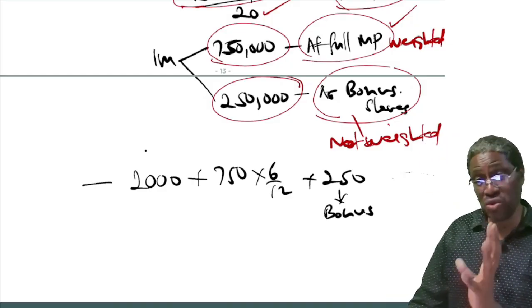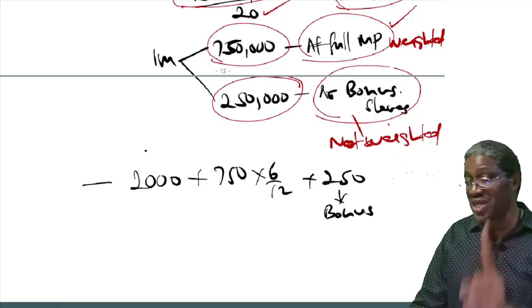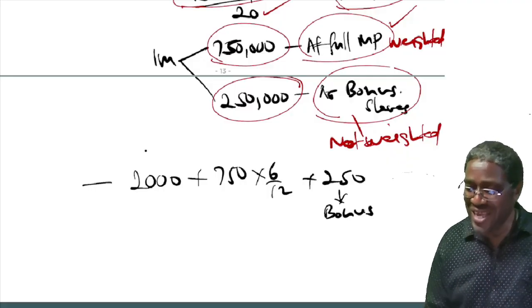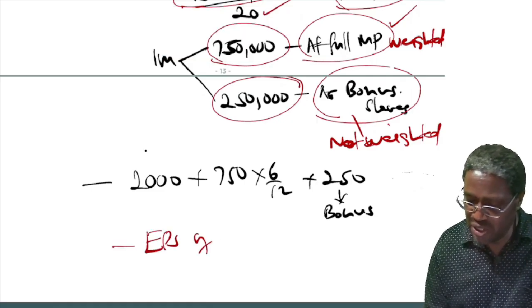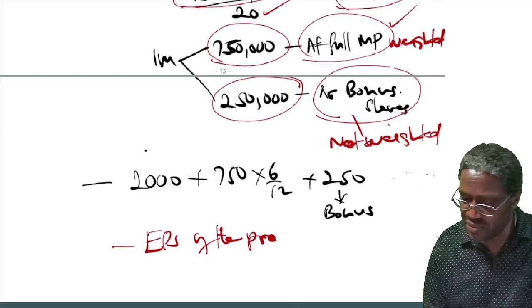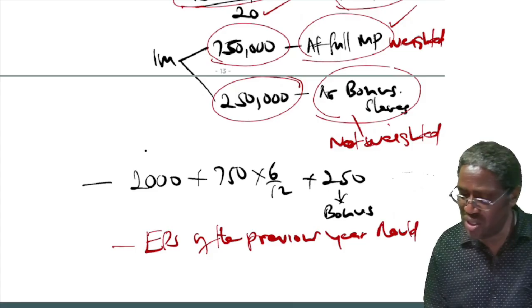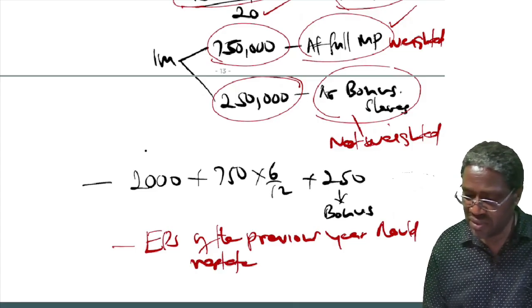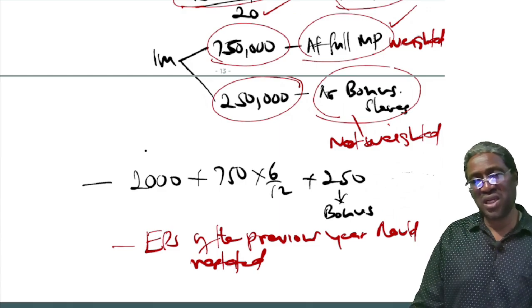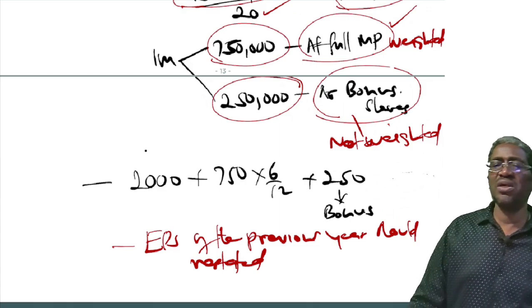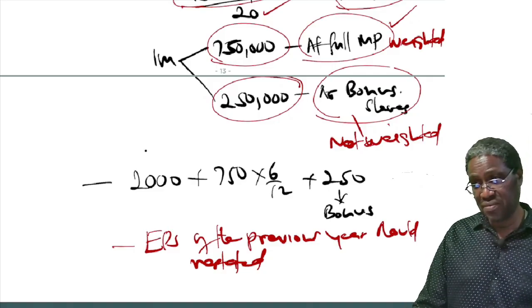Listen, you also know, when shares are issued as bonus, the EPS of the previous year should be restated. Of course, for comparison purposes. That is another key important point you can put down. The EPS of the previous year should be restated.